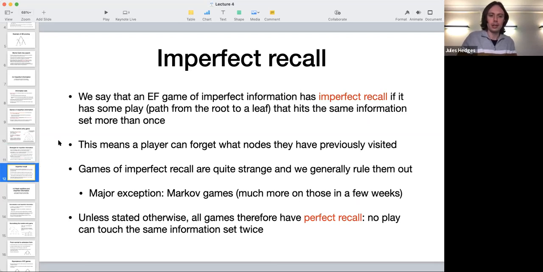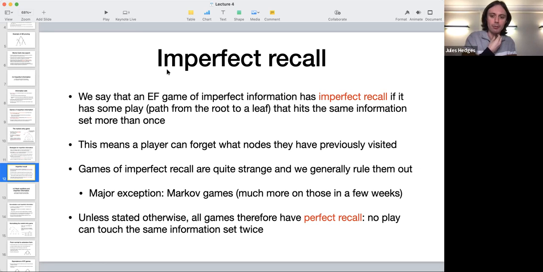Okay, now there's a slightly gnarly technicality here to do with something called imperfect recall. So we're going to say that an extensive form game has imperfect recall if there is some path from the root to a leaf which is going to hit some information set at 2 different nodes. So this is a very strange situation, because that means that the player doesn't know where they are along the path of play. So it means that the player is kind of forgetful. For example, the player can forget how many moves have taken place. So games of imperfect recall are quite strange.